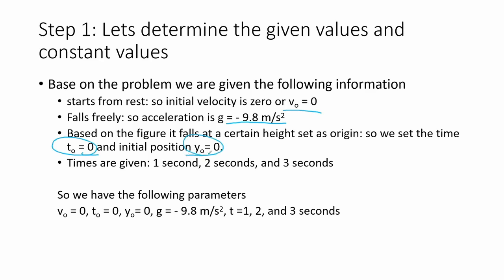Times are given, 1 second, 2 seconds, and 3 seconds. So we have the following parameters: v0 equals 0, t0 equals 0, y0 equals 0, g equals 9.8 meters per second squared, t equals 1, 2, and 3 seconds.